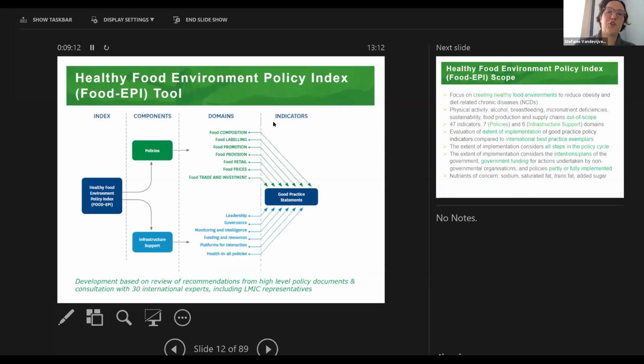This is just a picture of the framework of the tool. There are two components, a policy component and an infrastructure support component. There are 13 different domains, and across those domains, there are about 47 good practice indicators. In terms of the policy domains, because we are looking at the food environment, these include composition, labeling, marketing, provision in public sector settings, food retail, food prices, and food trade and investment.